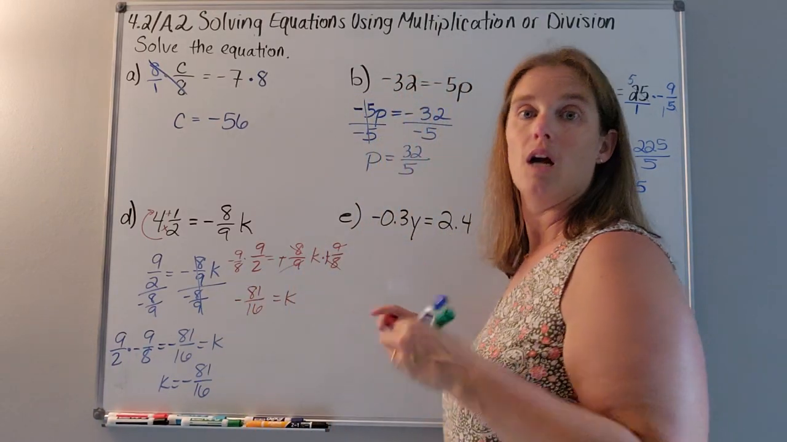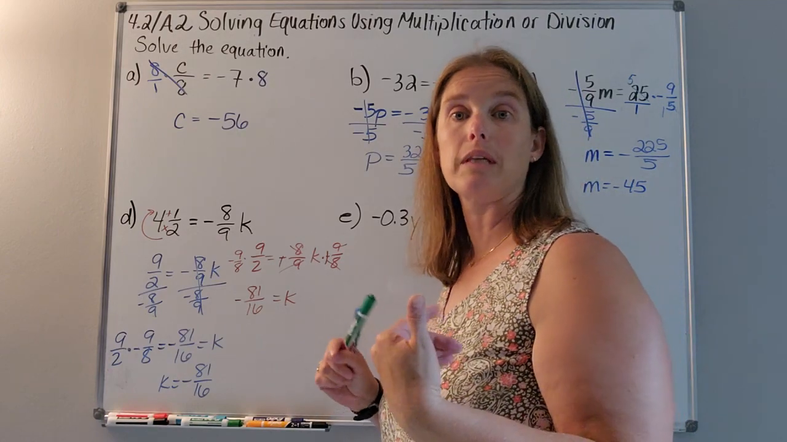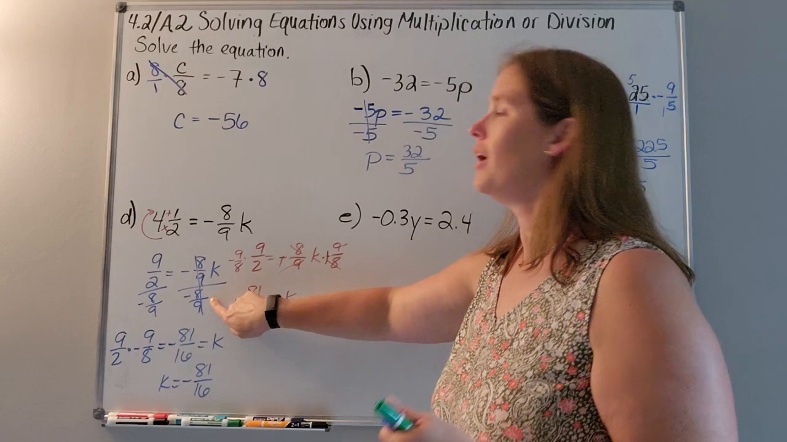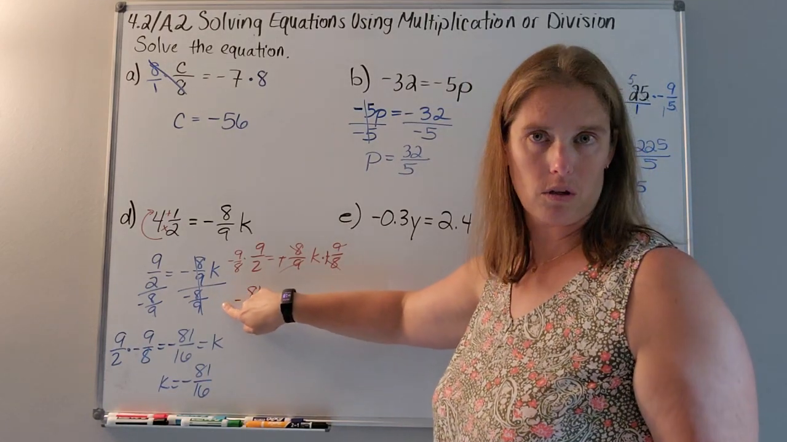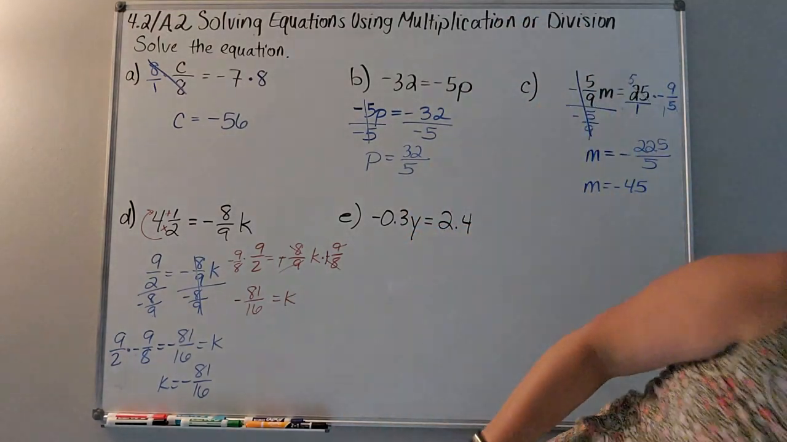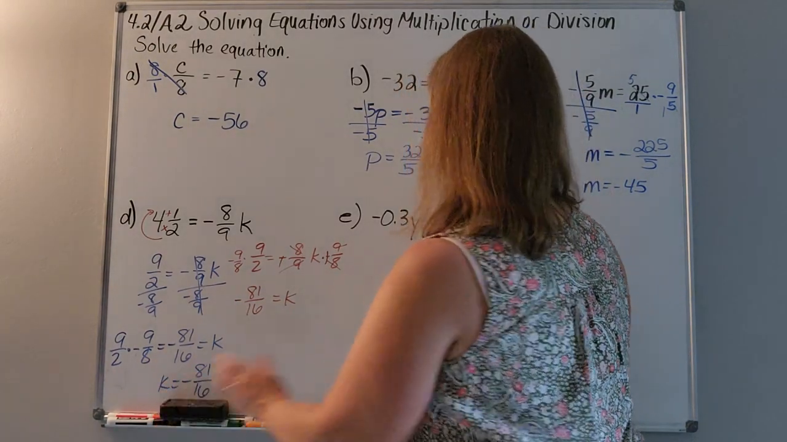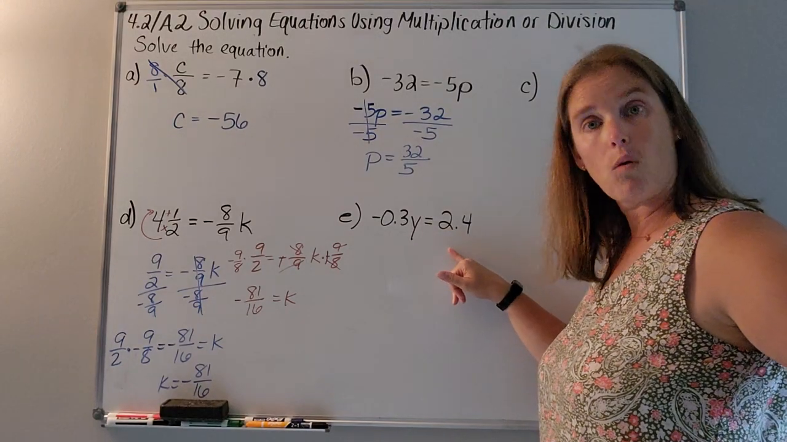So another way to think about it: you automatically see a fraction, say, I'm just going to multiply both sides by the reciprocal. But why do you do that? Well, it's because really it's dividing, and how do we divide fractions? We multiply by the reciprocal. So hopefully that's making a little bit more sense now. Okay, now for the sake of space, we'll fit it in here. Okay, here we go. Negative 0.3y equals 2.4.